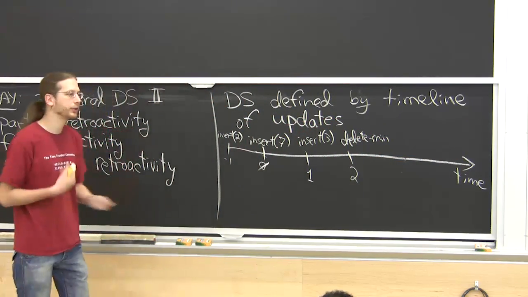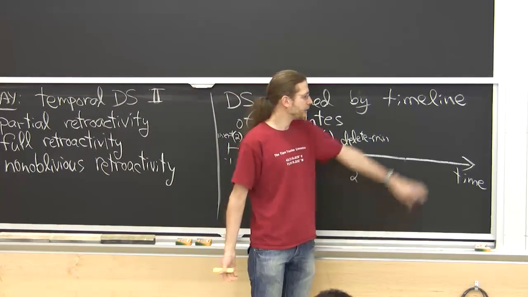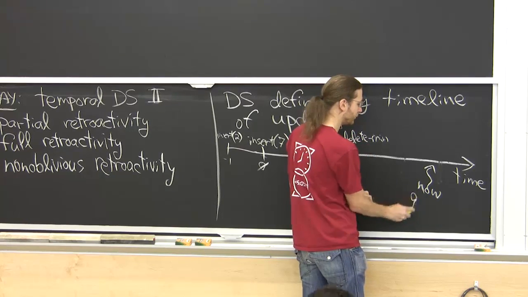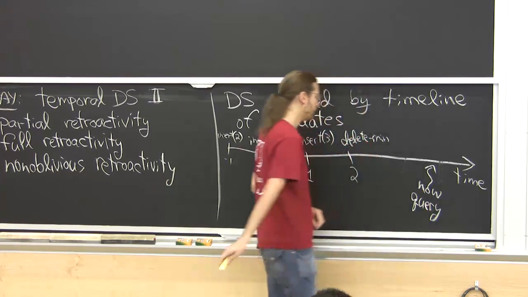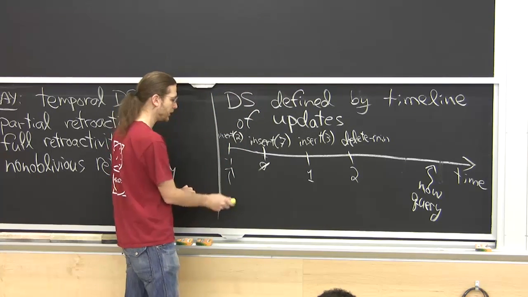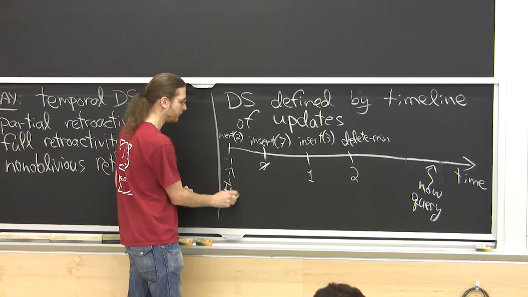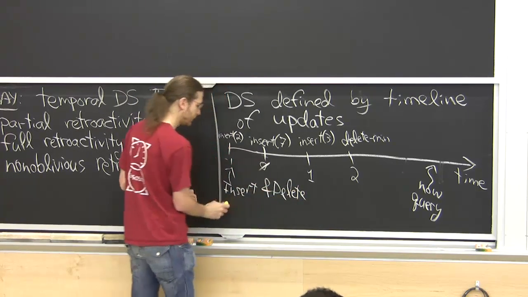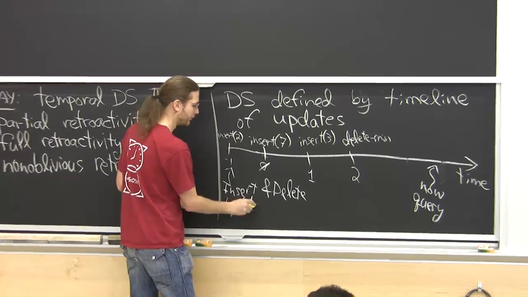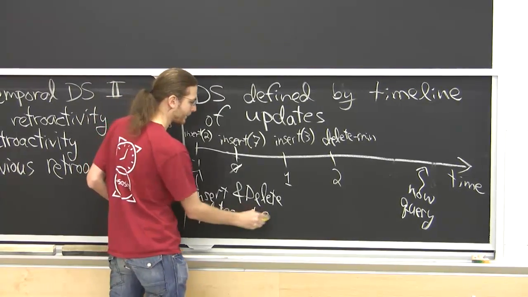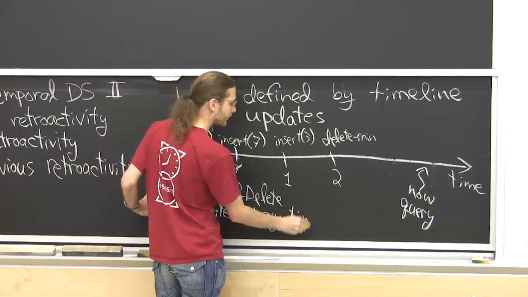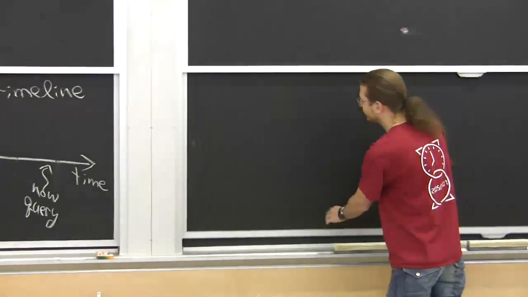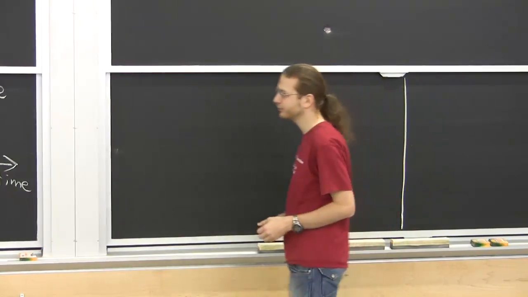I want to be able to do the regular queries. So let's say you can do queries at the present. So this is now. And you can do queries here. And I want to be able to add and remove update operations at any time. So that's what's called a partially retroactive data structure. So like persistence, we have partial and full.